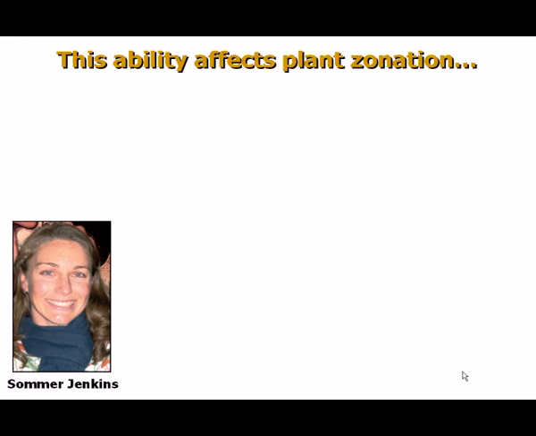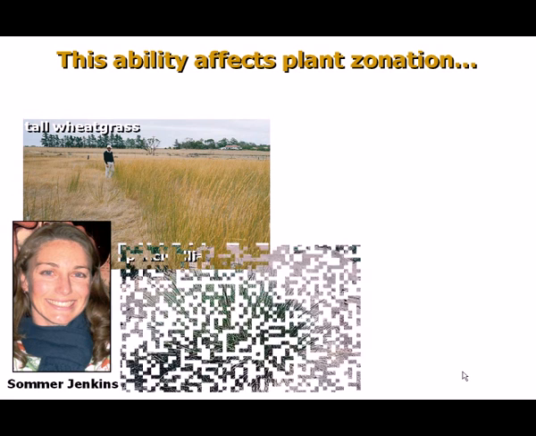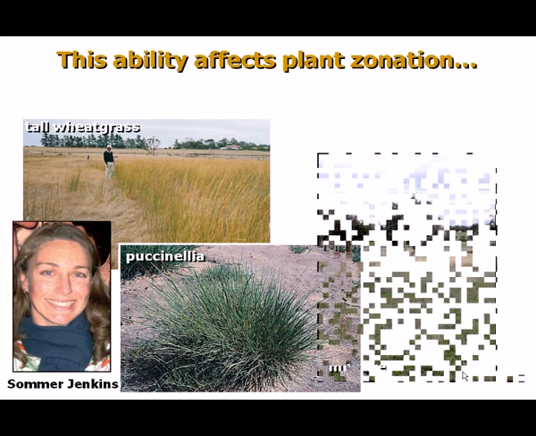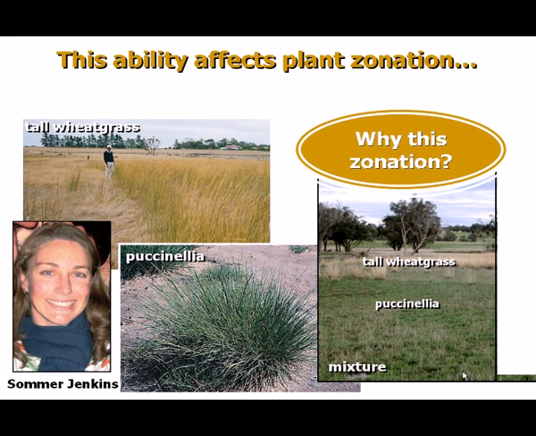The story was sorted out by a PhD student, Summer Jenkins, and what she did was she looked at the zonation of tall wheatgrass and Puccinelia. These two halophytic grasses are often planted together, and so here's an example of a mixture of Puccinelia and tall wheatgrass. The Puccinelia, though, is all growing in the foreground, and the tall wheatgrass is growing in a slightly more elevated area in the background. Why does this occur? Why do we get this zonation?